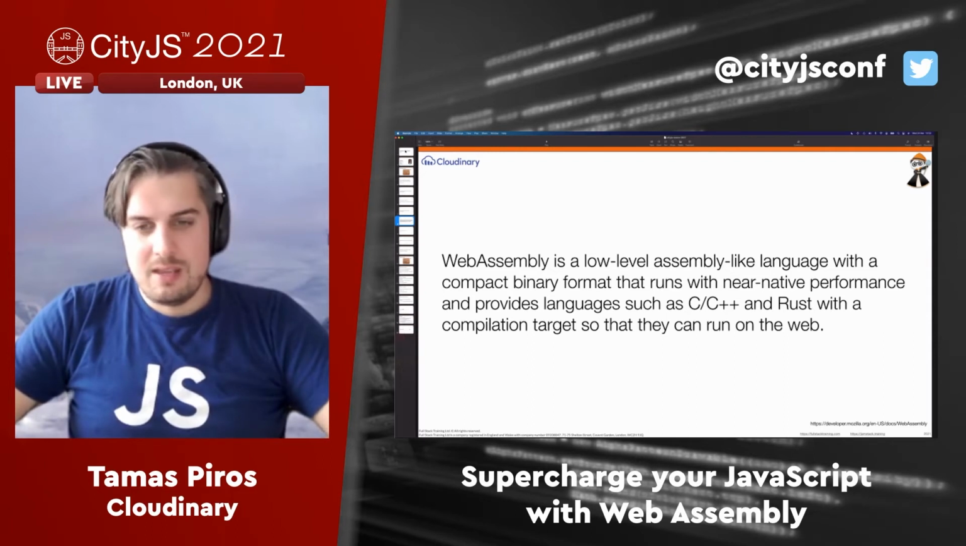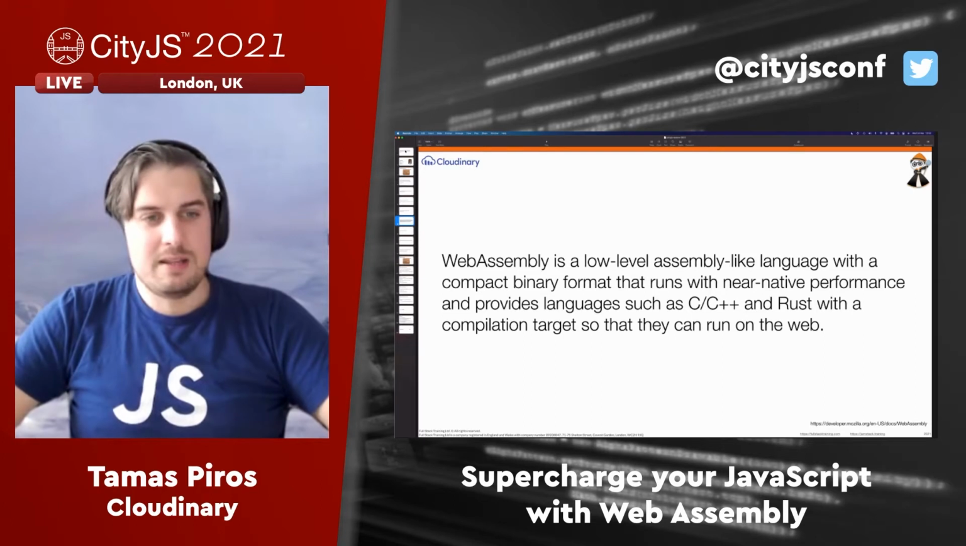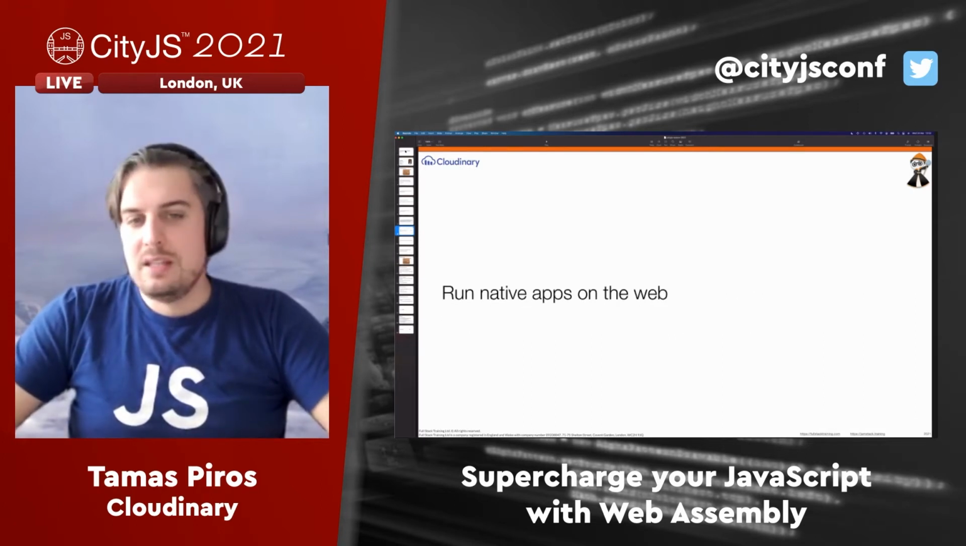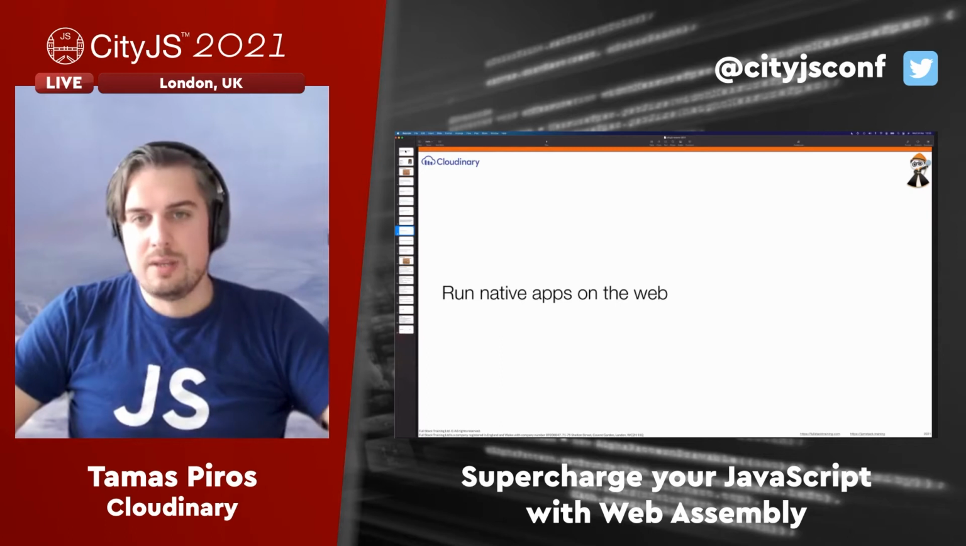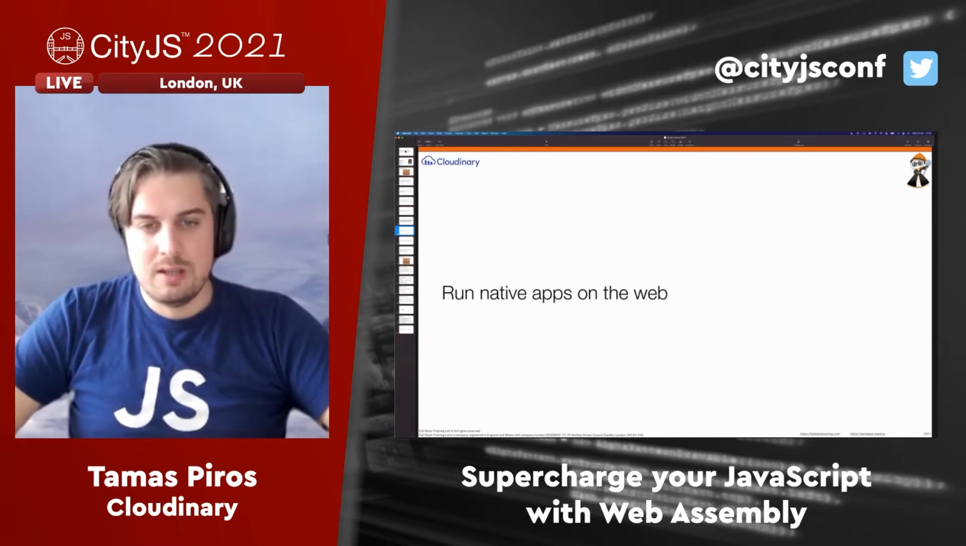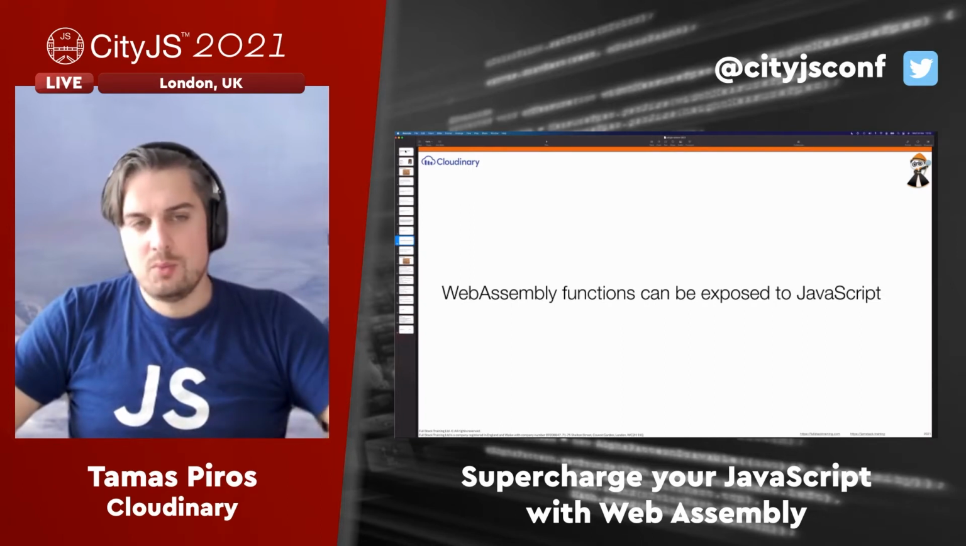So I came up with a much simpler explanation, which is sort of my way of explaining WebAssembly to people, and that is it allows you to run native apps on the web, right? It's very, very simple. It allows you to take applications that you wrote maybe 10, 15 years ago, even now, in a low-level language, and now you can access that and execute that and use that on the web via your browser. Now, what's great about WebAssembly as well is the fact that WebAssembly functions can be exposed to JavaScript.